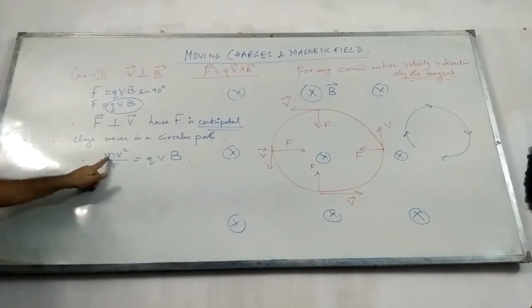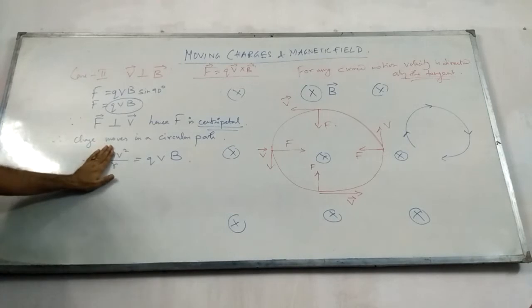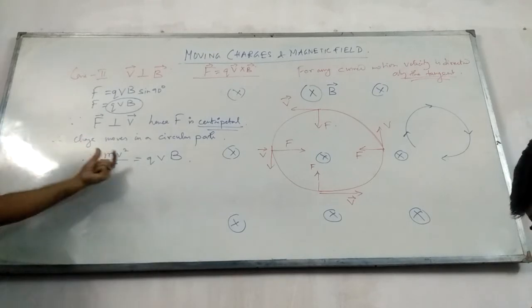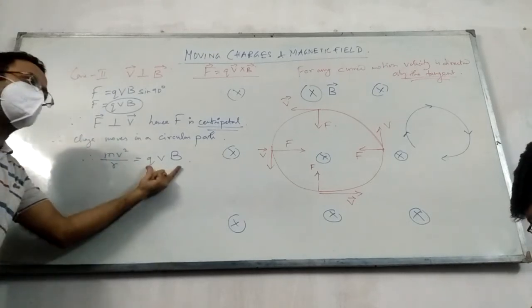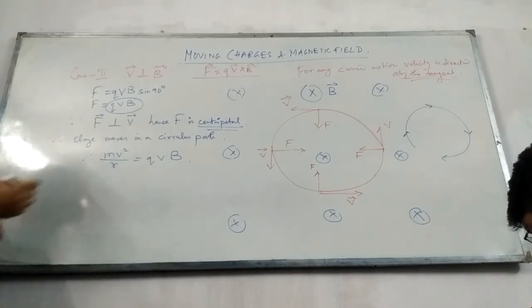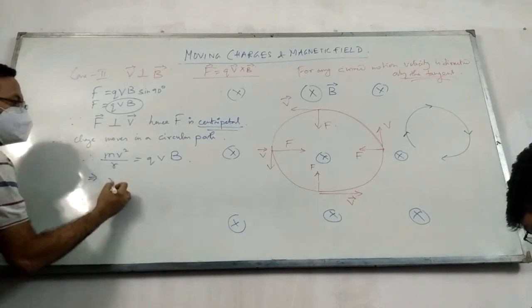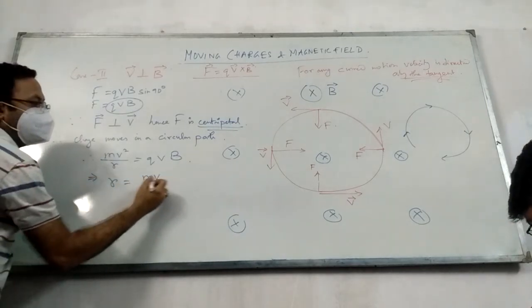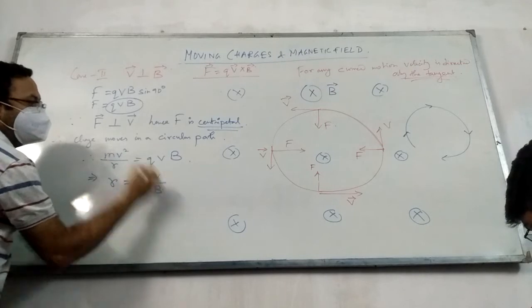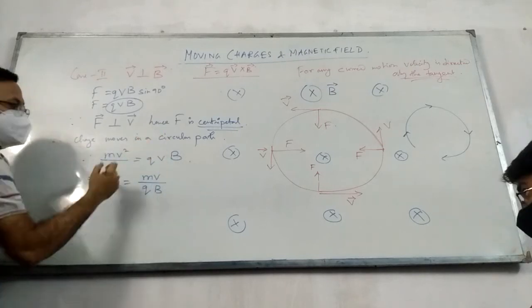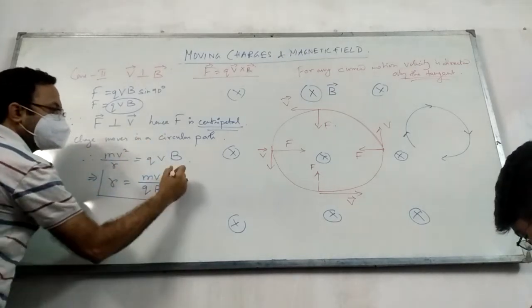How did this mv square by r come? m is the mass, and v square by r is the centripetal acceleration. The expression for centripetal force. So centripetal force is equal to qvB. You can find out the radius now quickly. How much is it coming out? R is equal to mv by qB. One v will cancel out. So this is the radius of the circular path.